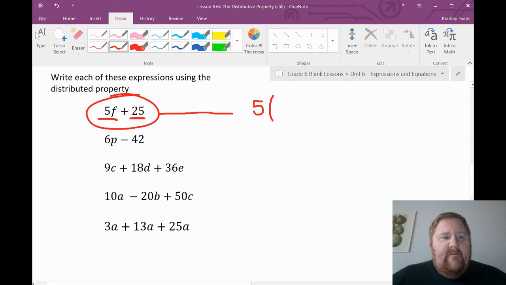If I divide 5f by 5, I'm left with just f. And now I have my addition sign here. This is really important. If I have an addition sign, I'm also going to use an addition sign here. Now I need to take the product of 5 out of 25. 25 divided by 5 is going to be 5. So distributing this expression, we're going to have 5 times f plus 5.